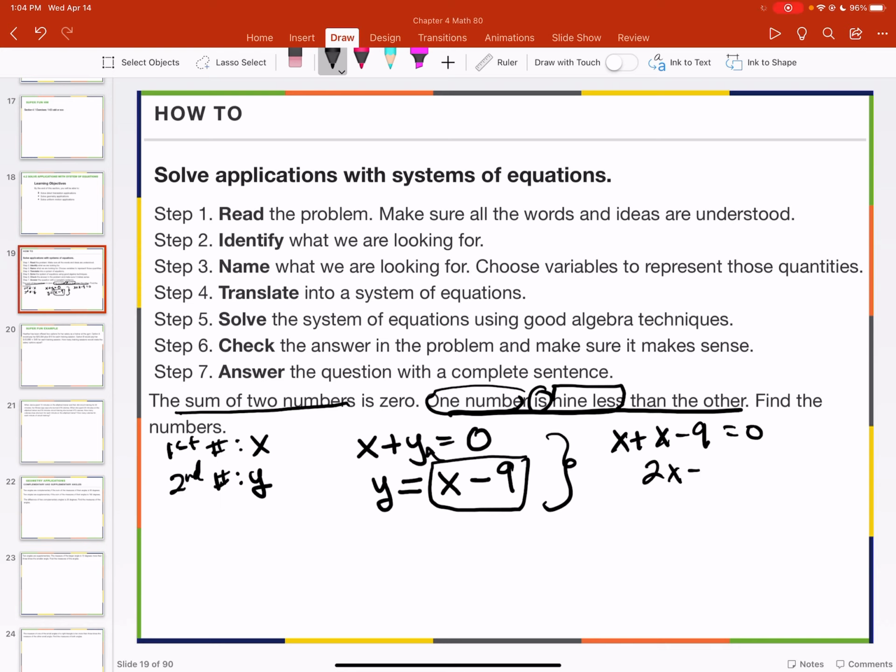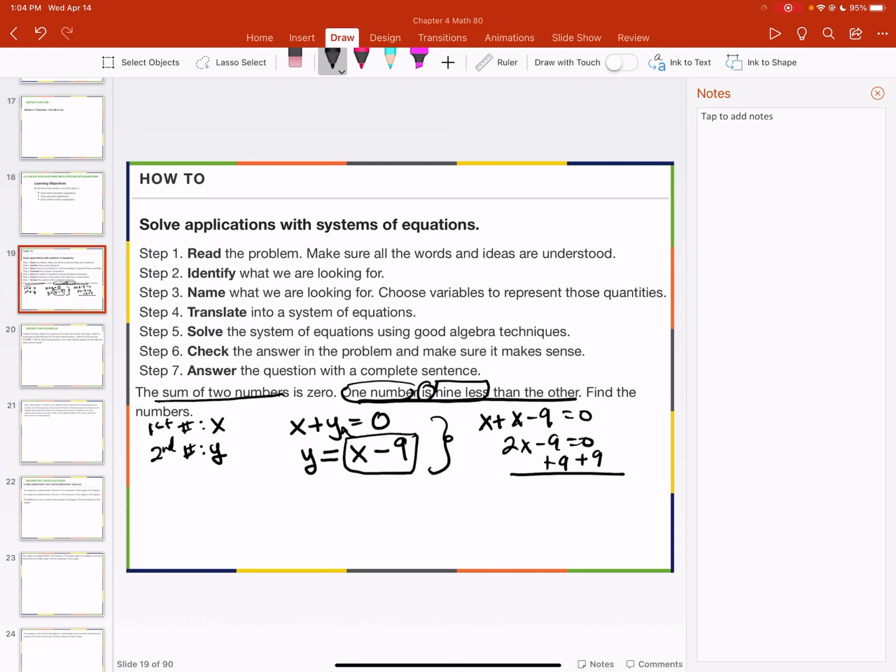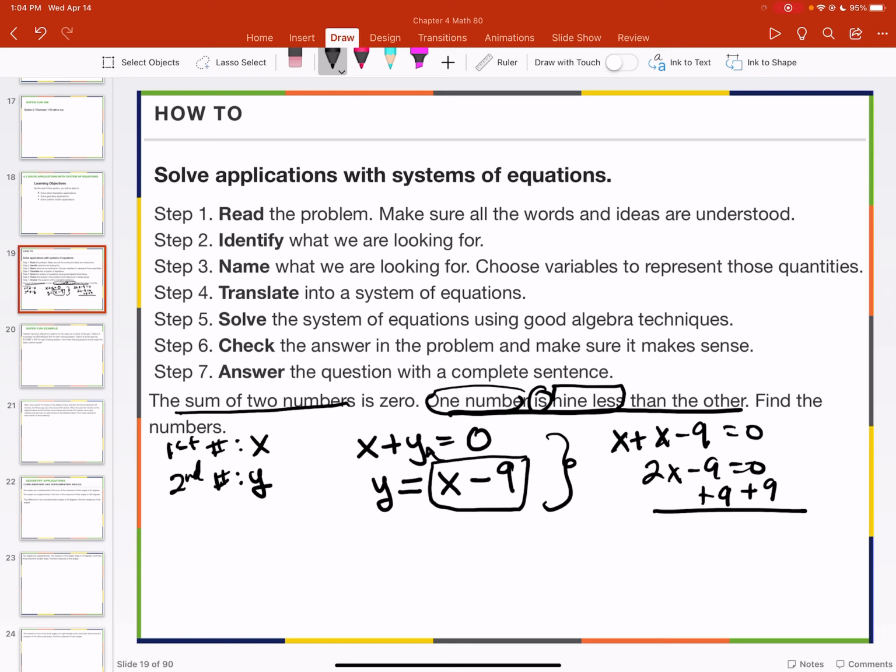So 2x minus 9 is equal to 0. We add 9 to both sides, and we get 2x is equal to 9. So x is equal to 9 halves. And then the other number would then be negative 9 halves. y would equal negative 9 halves.